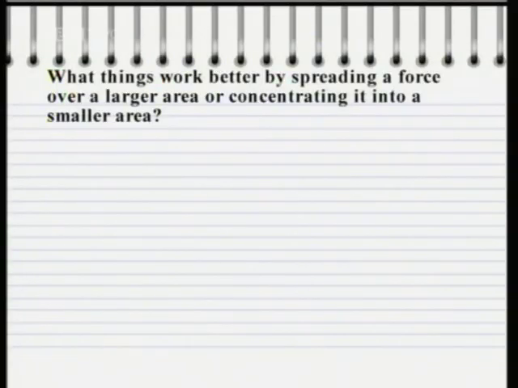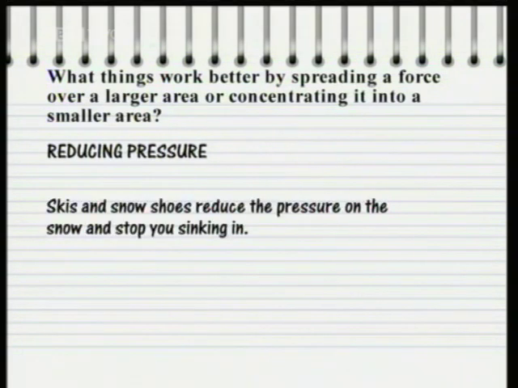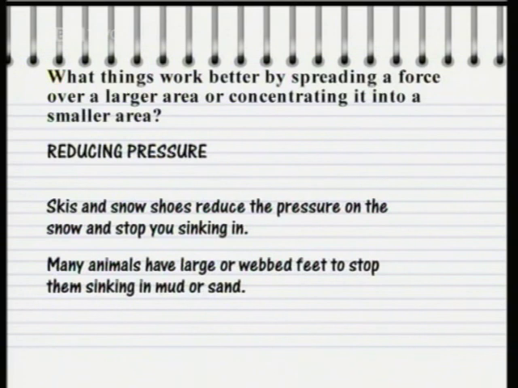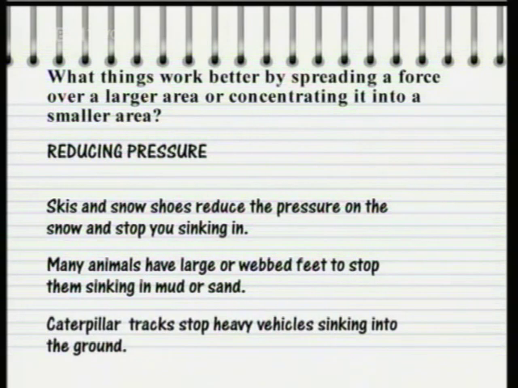Can you think of things that work better by spreading a force over a larger area or by concentrating it in a smaller area? Skis and snowshoes reduce the pressure on the snow by spreading your weight over a larger area to stop you sinking. Some animals have large or webbed feet to stop them sinking in mud or sand. And caterpillar tracks stop heavy vehicles sinking into the ground.